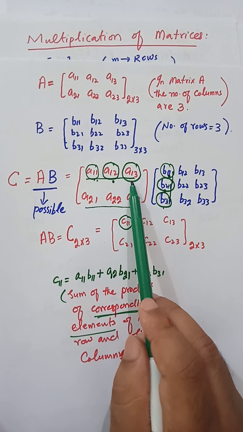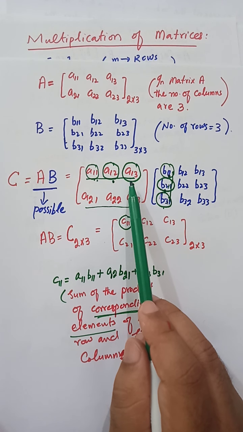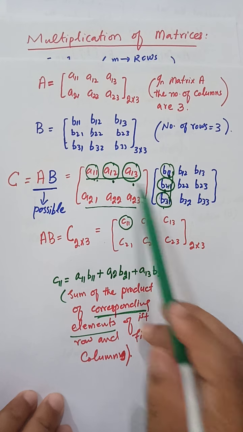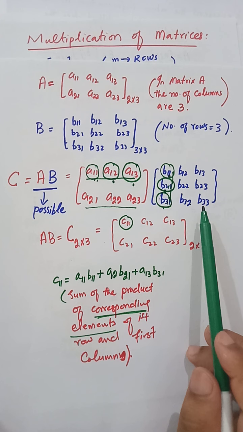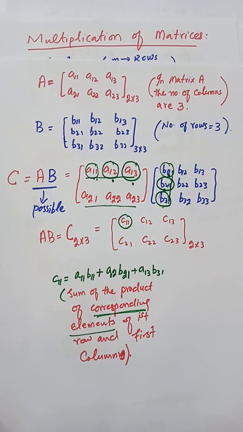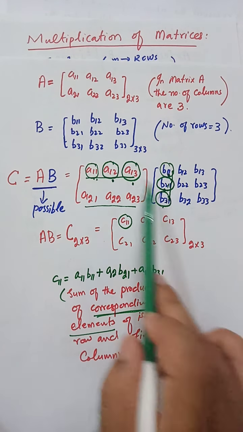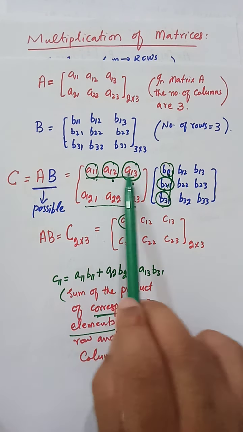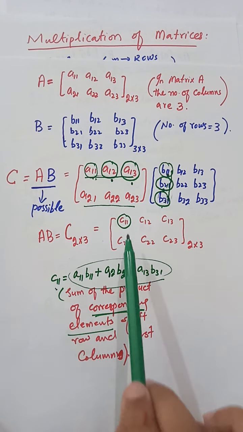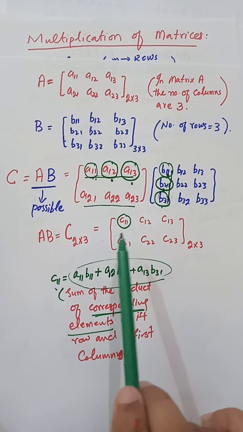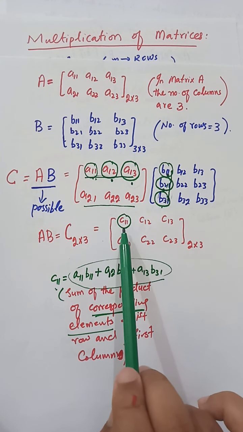And similarly you will multiply the third element of the first row with the third element of the second column, and then you will add these, and that addition will give you a single element which will be placed at the position first row and second column, because you are multiplying first row and second column. When you are multiplying first row and first column, you get C11, so this C11 must be in the position of the resultant matrix having first row and first column.